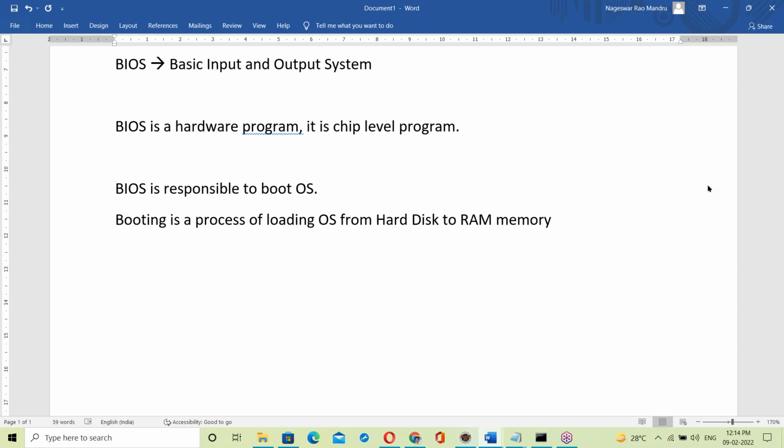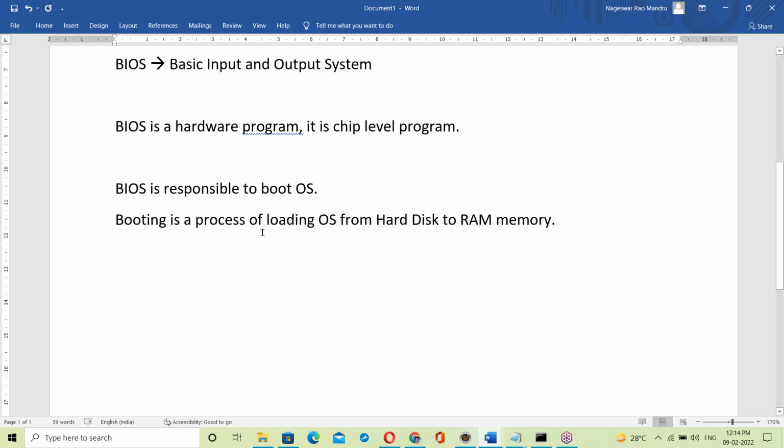Booting is a process. What is booting here? The BIOS is responsible for booting the OS here. Booting is a process of loading the OS from hard disk to RAM memory. So once booting is done, the OS is ready.